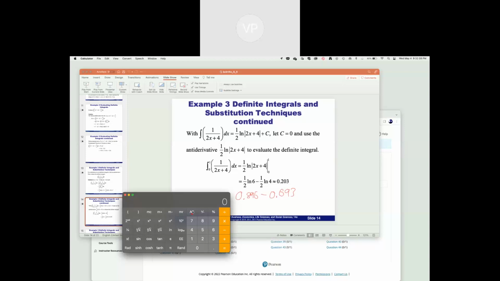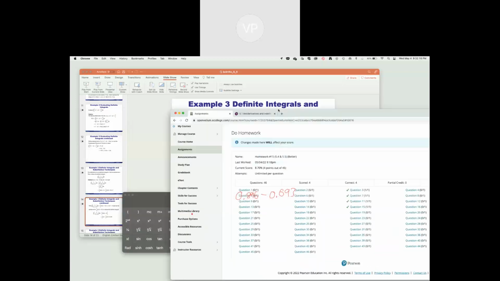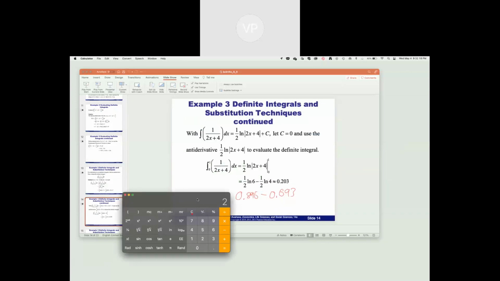But if you're careful, you can do this on your calculator. If I do the natural log of 6 divided by 2, then I say equals, then I subtract the natural log of 4 divided by 2, and I'm going to get the same answer. You have to sort of cross your fingers a little bit and make sure you're good to go on this.